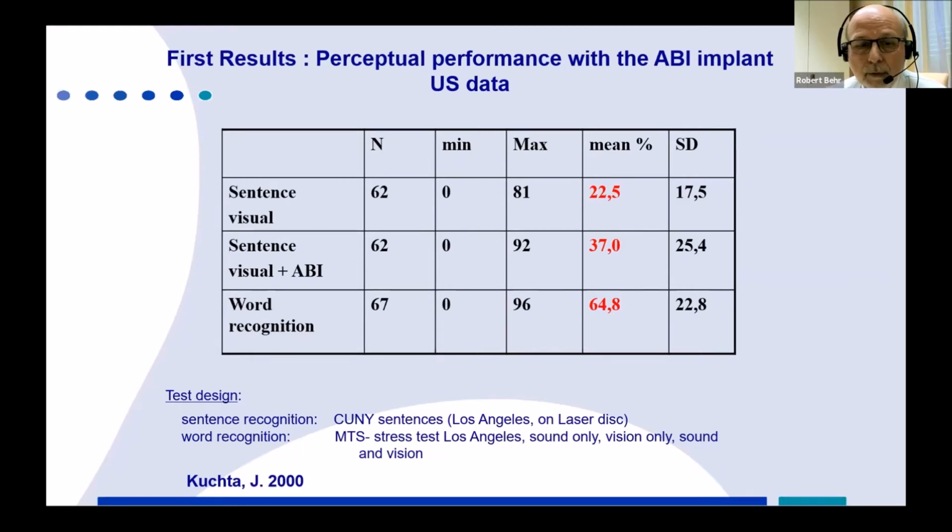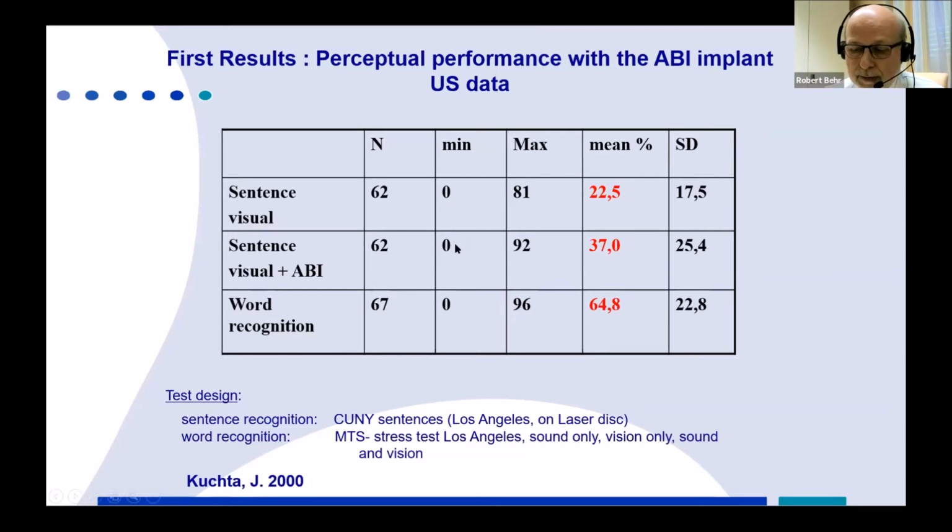So let's go back to the data from the early years. It is data from the US. One of my co-workers, Johannes Kuchter, was in the States and he examined in Los Angeles the patients operated there. And what you can see here, the mean percentage of correct sentences in visual mode, this means lip reading, is 22%. And with the ABI, it increases to 37%.